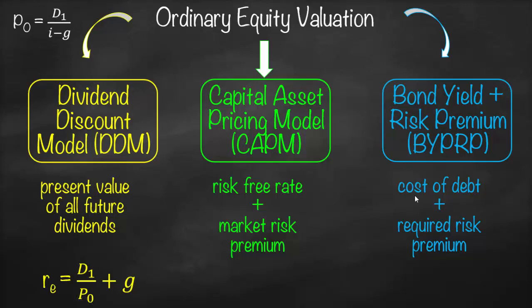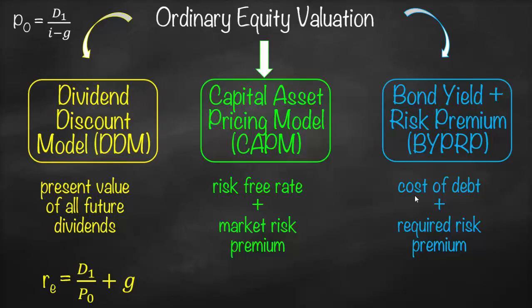G refers to the growth rate, or it refers to capital gain. Do you remember when we talked about the difference between our income return and capital return? D1 divided by P0 refers to income return or dividend yield. G refers to capital return.